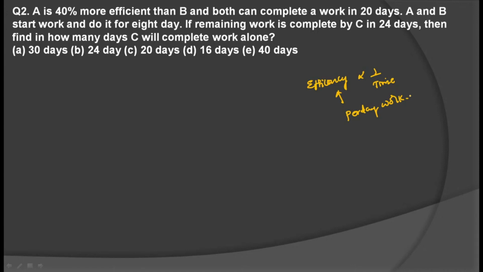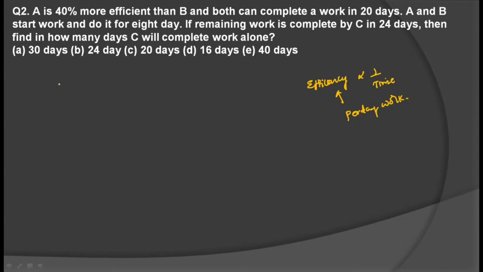Now see, here see the question. What is the data they have given? Now A is 40% more efficient than B. The efficiency is 40% more than B. If both can complete the work in 20 days. If A and B start work and do it for 8 days. If the remaining work is completed by C in 24 days. Then find how many days C will take to complete the work alone.